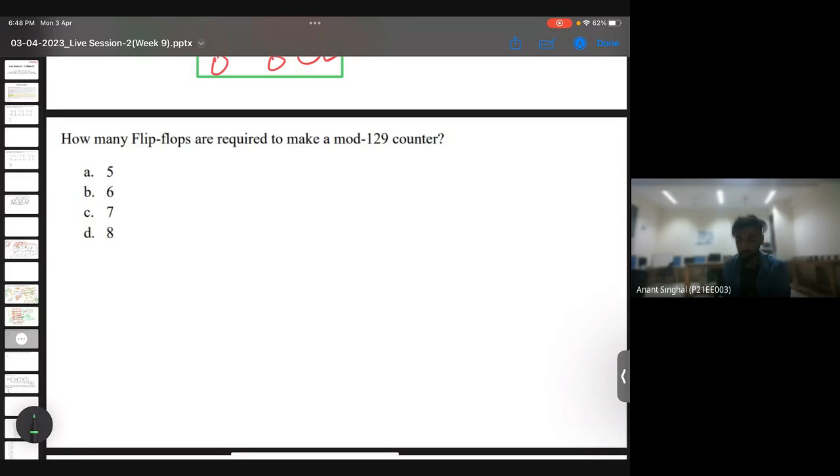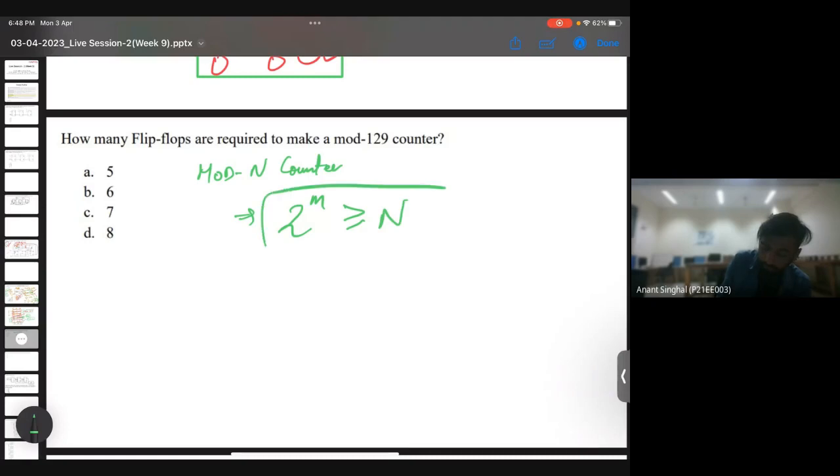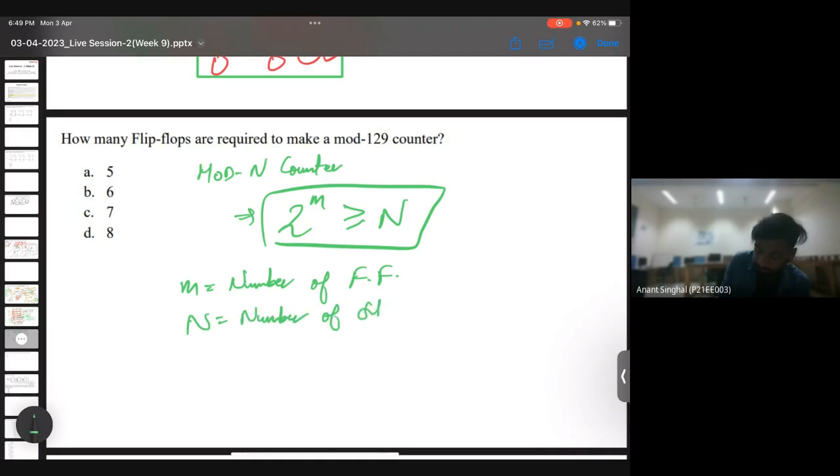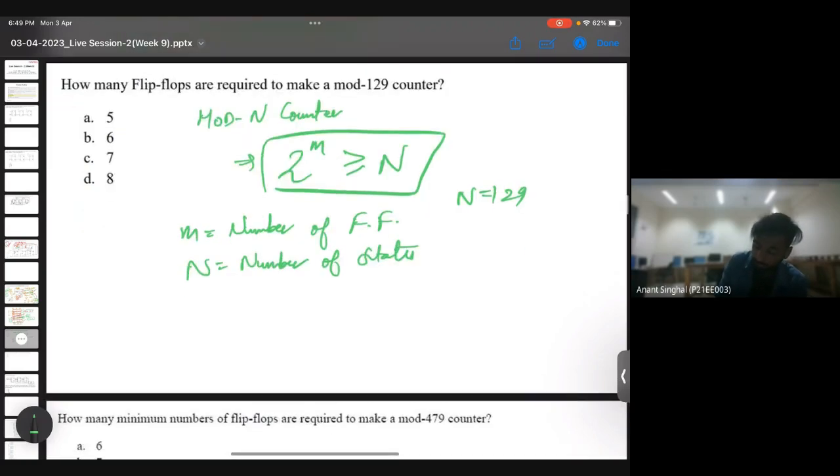Okay, so I'll write the basic condition for a mod n counter. The basic condition says that 2 to the power m should be greater than or equal to n, where m is the number of flip-flops and n is the number of states, or the mod n. In this question, n is equal to 129. So we need a value of m such that 2^m is greater than or equal to 129.